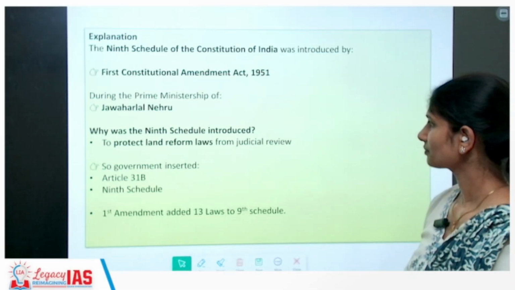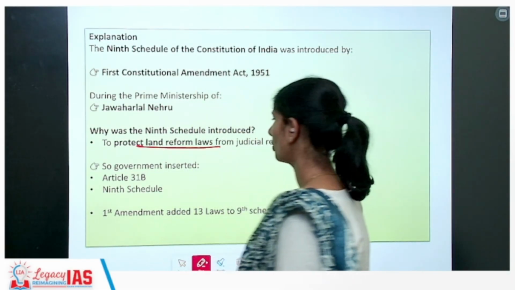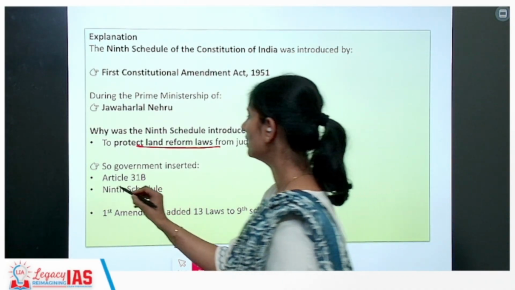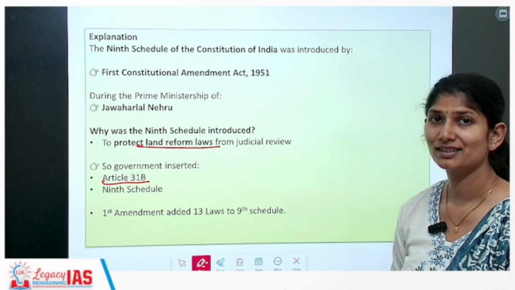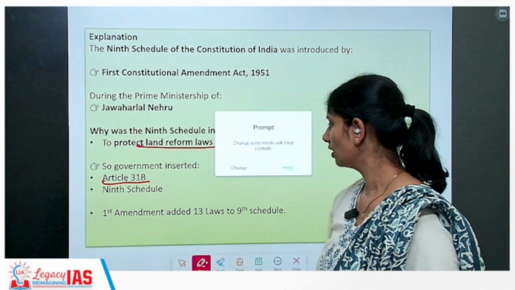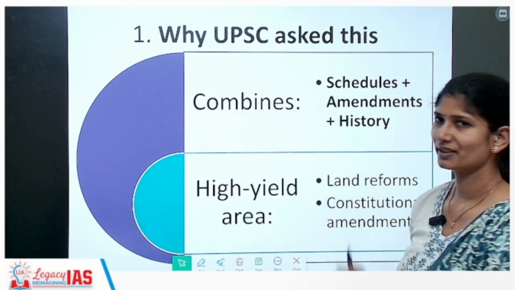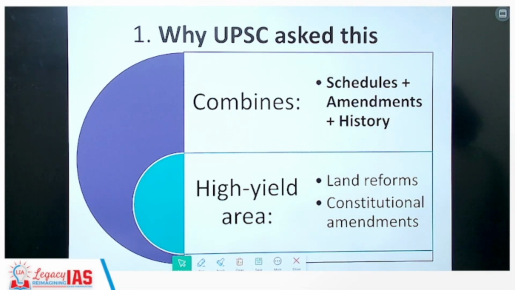What is this again? To protect land reform laws from judicial review. They also added Article 31B. Initially they added 13 laws. Now we have more than 250 laws. Look at this. Why did UPSC ask this question? Have a look at this.